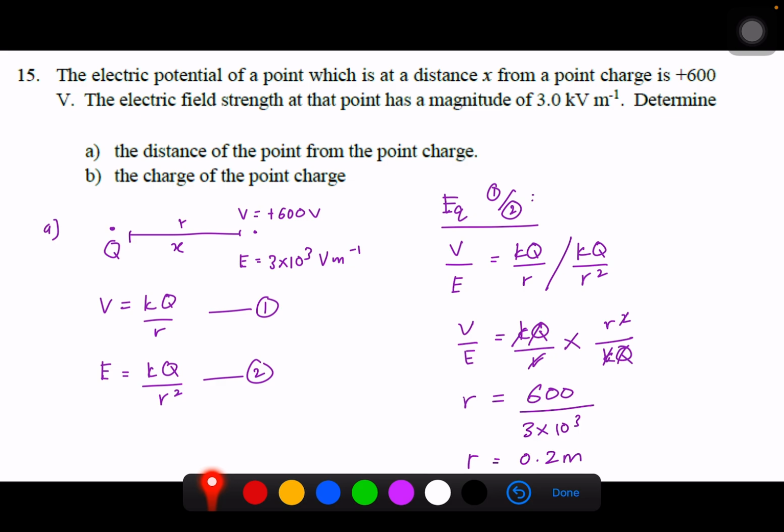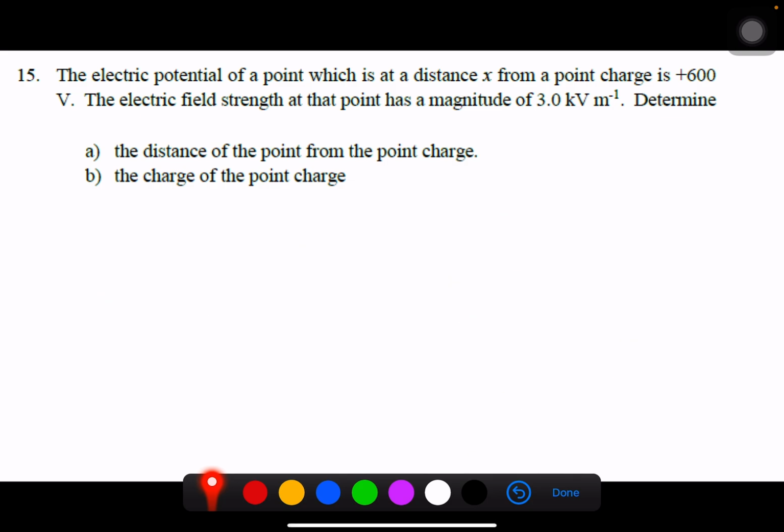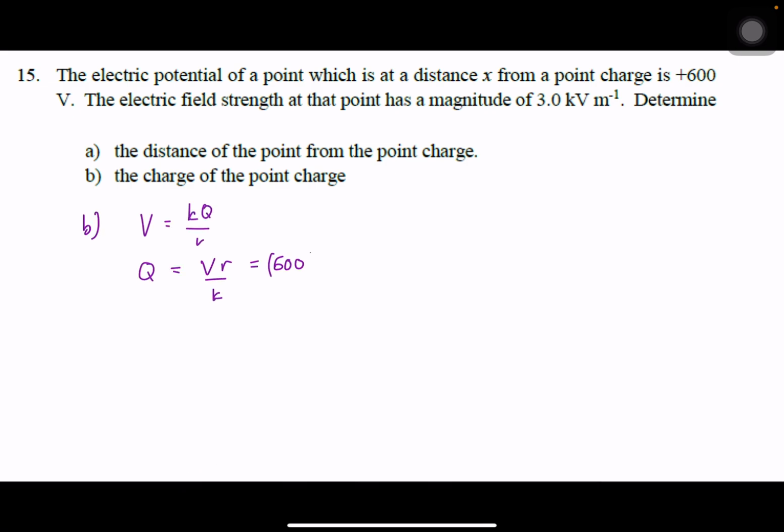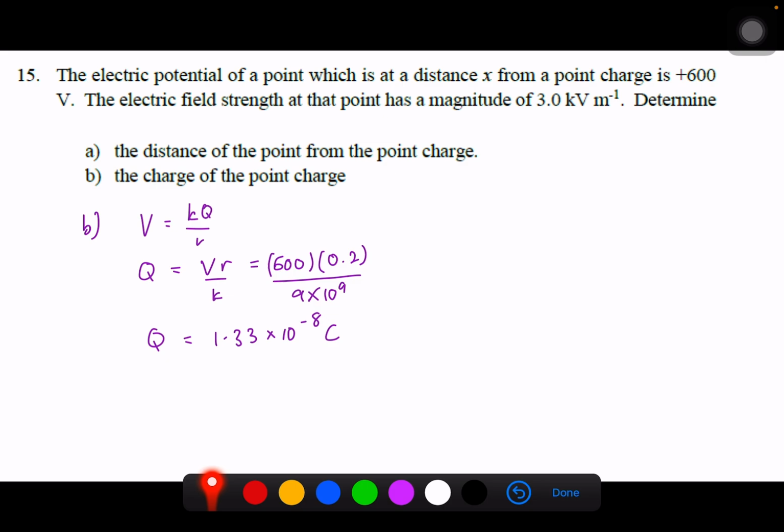The second question, they want to find the charge of the point charge. You can use either V or E. In this case, I use V equals KQ over R. Now you just have to substitute V, R, and K, all the values inside. You should get Q. If you want to use E, then you can use E equals KQ over R squared. Again, just substitute the values and find Q. The answer should be the same.